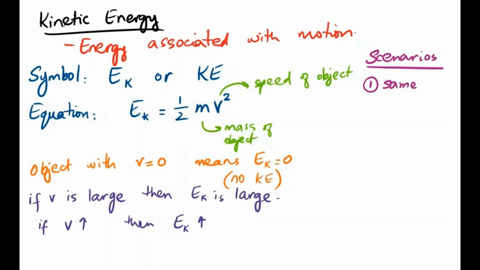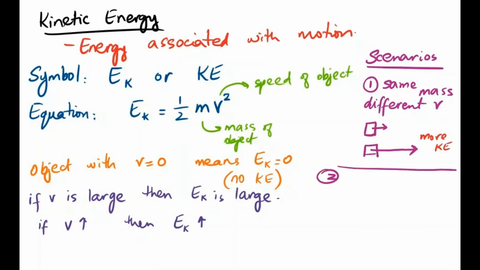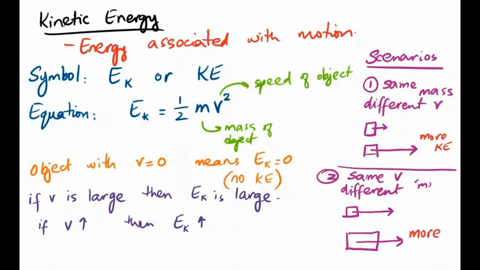We're going to take a look at some scenarios where we can compare the mass and the speed of the object. Let's say we have the same mass, different speeds, and I'm going to show it with the bigger vector. As you can see, the bigger speed is going to have more kinetic energy. Now, if we have two objects with the same speed but different masses, again, when we plug in the numbers in the equation, you can easily see that the bigger mass is going to have more kinetic energy.